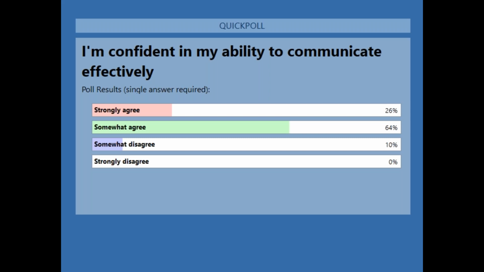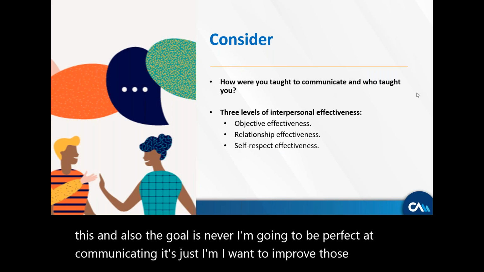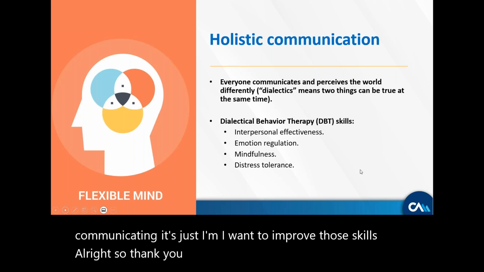That is wonderful. This is the other thing too: it's very easy to answer this, and it's common that if you were asked this question later today or tomorrow, you might answer it differently. There are times when we feel more or less confident about something, and it's always good to check in with that. Also, if you're in the somewhat disagree, I promise you're not alone. You can see that in the stats. There's nothing wrong with that. Being honest with ourselves about where we're at, we can then determine why did I answer it that way? How would moving from somewhat disagree to somewhat agree look for me? How would I know I was getting better at this? And the goal is never to be perfect at communicating. It's just that I want to improve those skills. All right, thank you to everyone who participated.